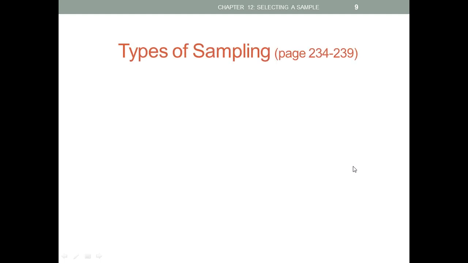This is part 6 about selecting a sample in chapter 12. So we shall continue to types of sampling. You can refer to pages 234 to 239 if you want to read the text in its totality.